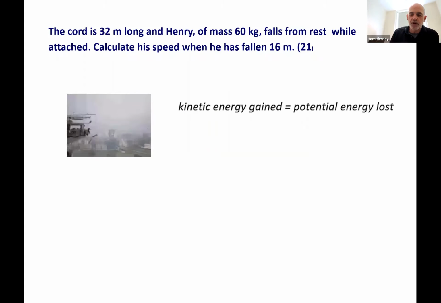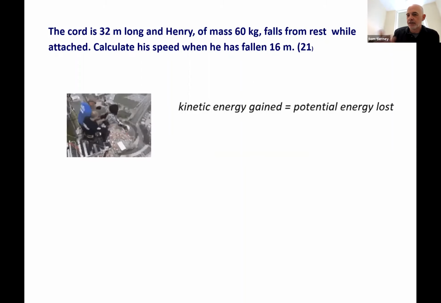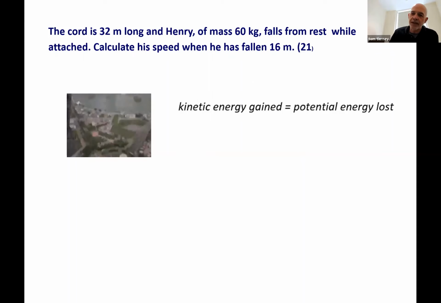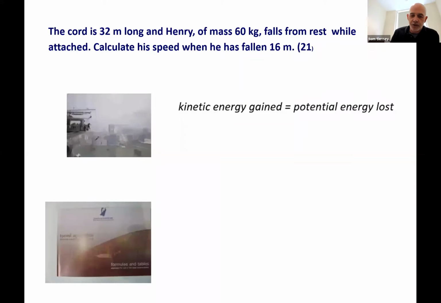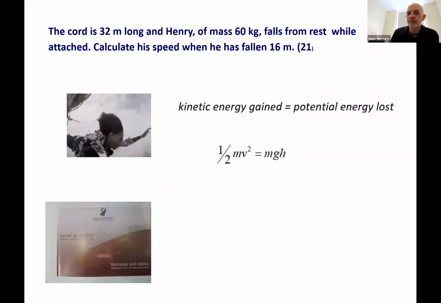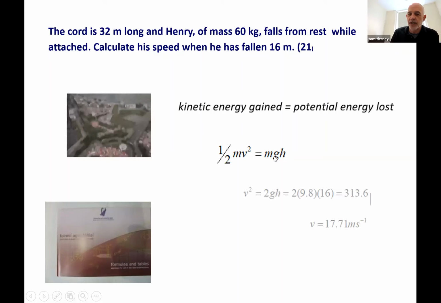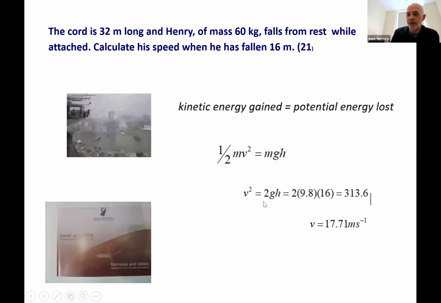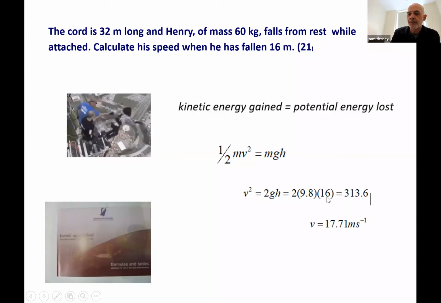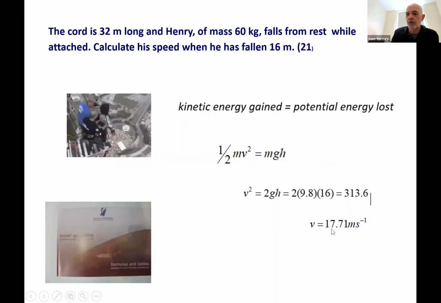So one way of approaching this is that as he falls, he obviously gains speed. So the kinetic energy gained will be equal to the potential energy lost. Your kinetic energy is coming from your potential energy. So turn to your tables, look up those formulae that we've just looked at, and the kinetic energy that we're looking to calculate must come from potential energy, mgh. The m's cancel each other out, and v squared is 2gh. You know g, it's given at the bottom of this question, 9.8, and h is 16 meters fallen, so v squared is 313, and v is 17.71 meters per second.